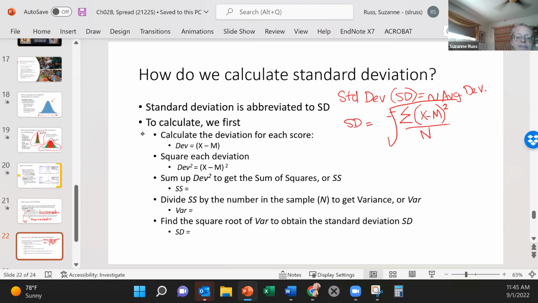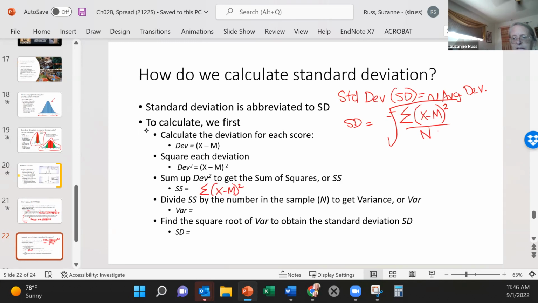So to go over that again, the steps we're going to follow are these. First, we're going to calculate the deviation for each score. How far is each score from the mean? We've just done this. Next, we're going to square each deviation. Then we're going to sum up these deviations to get what we call the sum of squares. So the sum of squares we're going to work with a lot. It's the sum of all those deviations squared. Each deviation squared, and that's called the sum of squares.